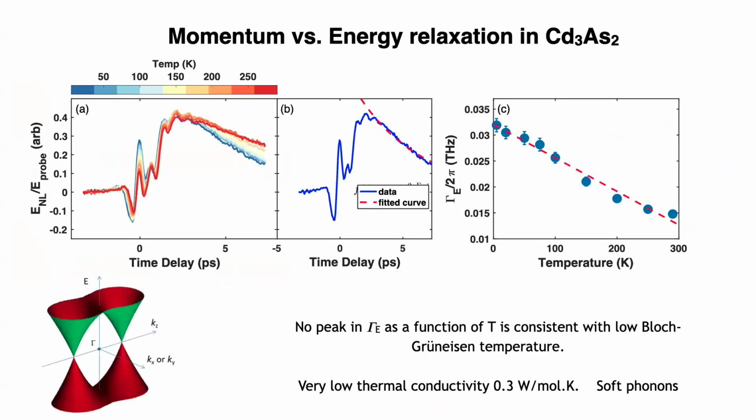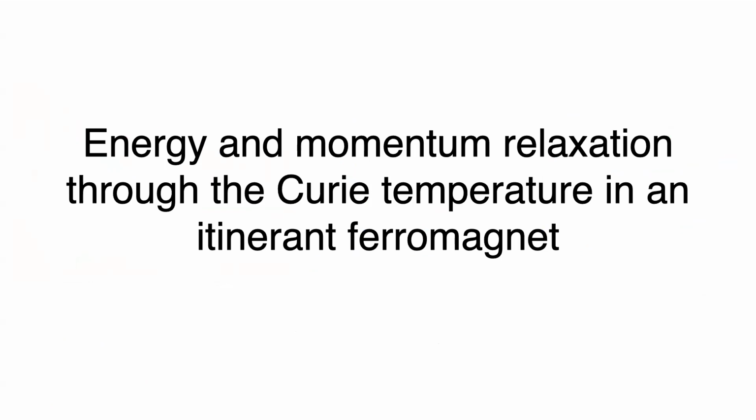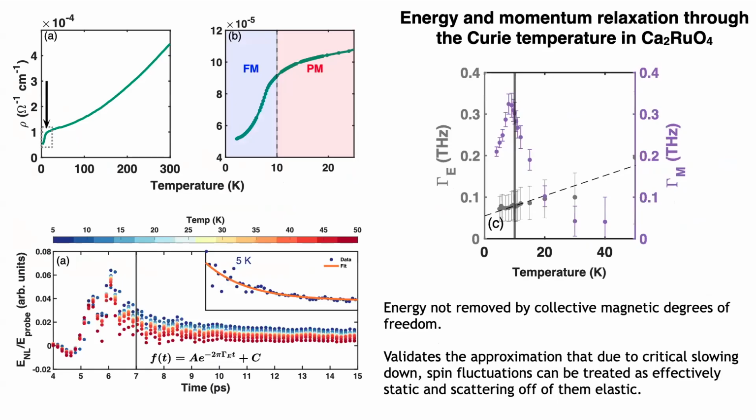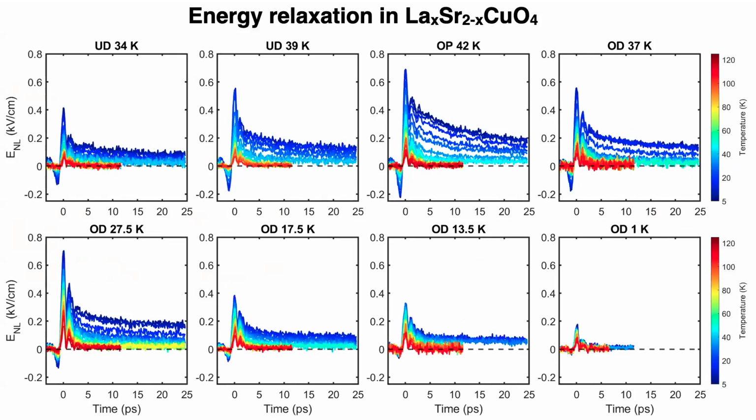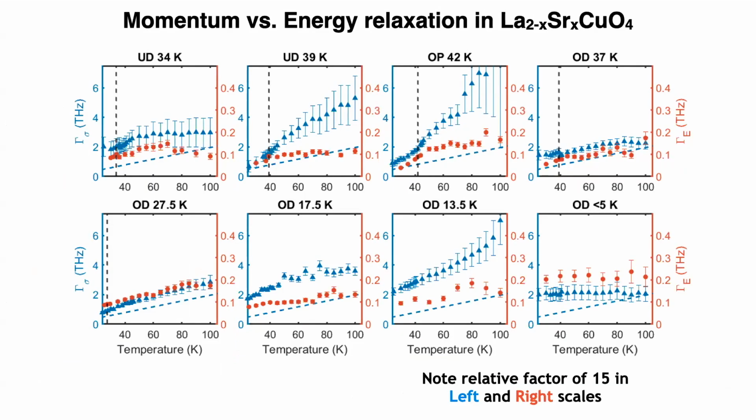We have interesting work in cadmium arsenide, which is a soft metal, and a particular itinerant ferromagnet, which also shows interesting dependence. I would just end by showing the cuprate work. This is the only part that is unpublished in the data I'm showing you here: 2D spectroscopy on the cuprates over a large doping range. These are pump-probe plots, the nonlinear signal as a function of pump delay time, and one can pull out the energy relaxation rate from each of these and compare this to the momentum relaxation rate.